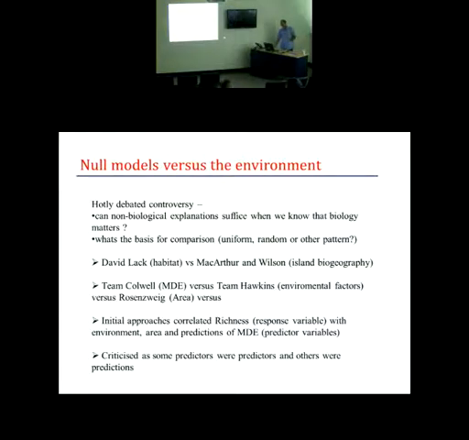Now, the problem with the initial approaches to analyzing these patterns was that people took richness as a response variable. They correlated it with environment, area, but also with predictions of these mid-domain models. And this was really not a very rigorous approach, because the predictions of the mid-domain models were actually predictions, not predictors. So this approach was criticized because in these multiple regression frameworks, some of the parameters were predictors and others were predictions.